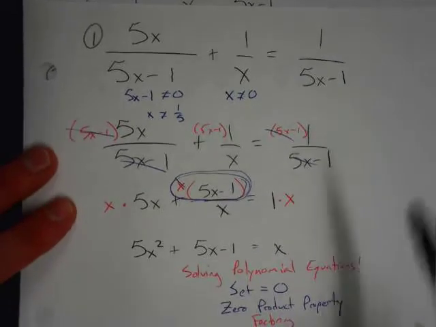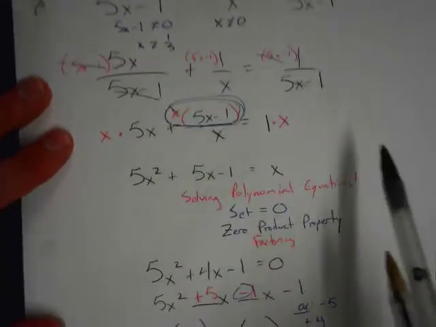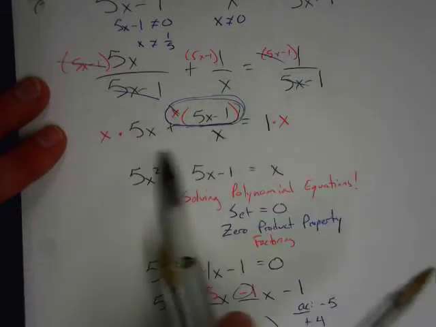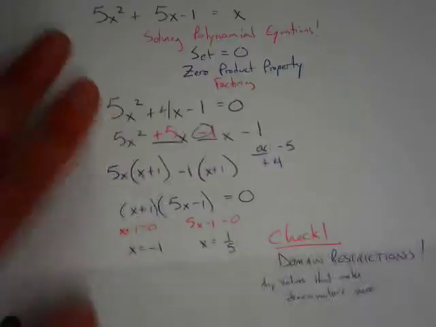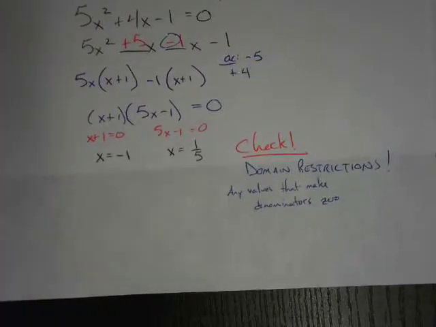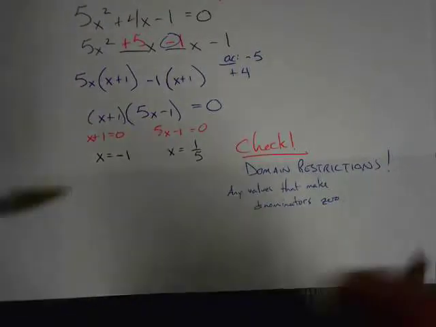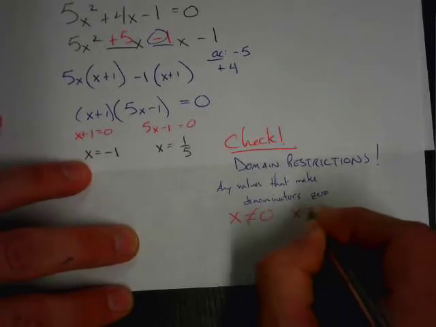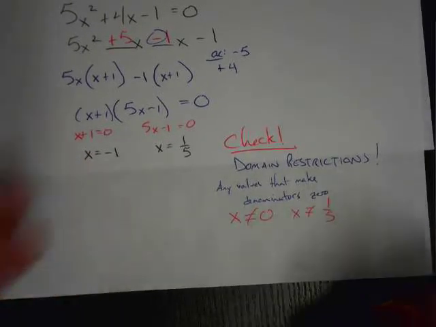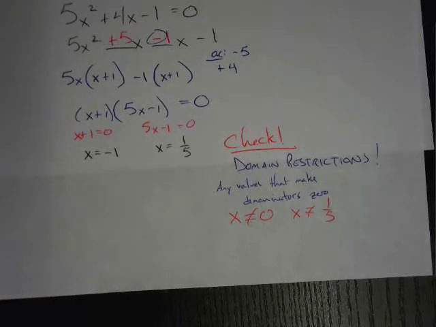Now we're going to look through to see if there are any other denominators anywhere. We've already checked that denominator. We've checked all the denominators. So we do have domain restrictions. The domain restrictions that we have found are that x cannot equal 0 and x cannot equal 1/5.